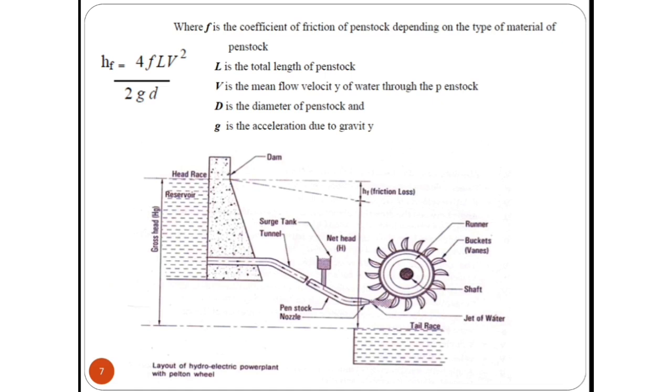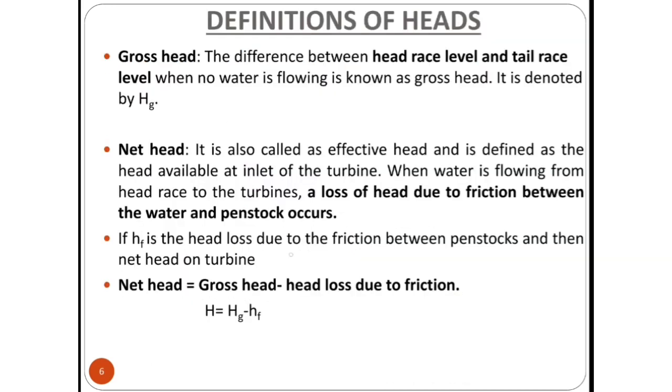So what happens here is water will be flowing from the reservoir to the turbine. When water is flowing, whatever head is available near the turbine is called the net head, because all this gross head will not be available at the inlet. There will be loss of head due to many reasons. The main reason is friction, and there are many other very minor reasons, but friction plays the major role. So we will consider only the friction.